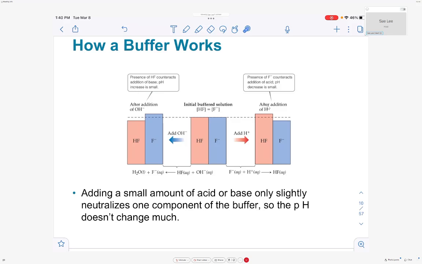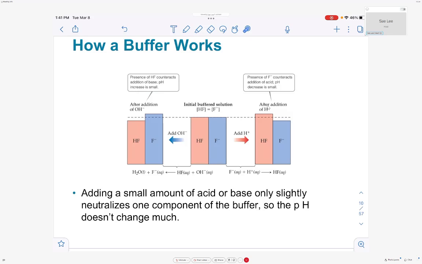So the hydrofluoric acid concentration decreases slightly. Hydrofluoric acid reacting with this added hydroxide anion will generate the conjugate base and water. So now the concentration of this acid decreases slightly, and you will have a slight increase of this conjugate base in the buffer system.